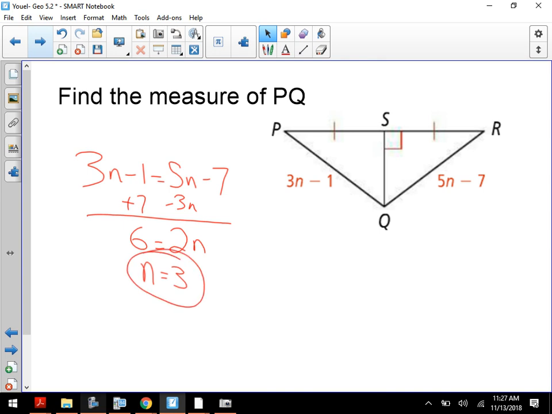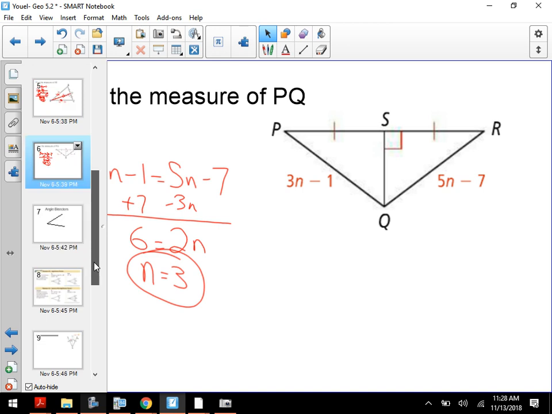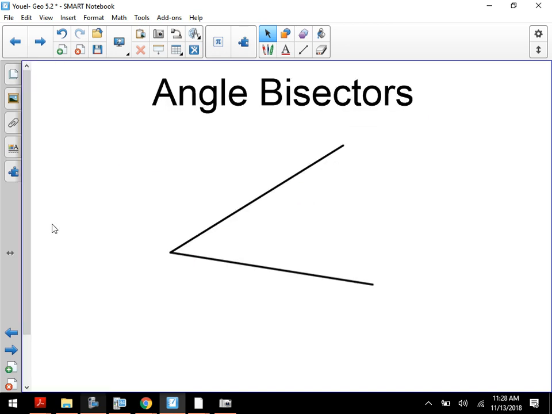I got 3. Good. So now I have to figure out what PQ is. Be careful. 3 times 3, 9. Okay, subtract 1. 8. Check it on the other side. Make sure you didn't dumb goof. 5 times 3. Subtract 7 and you get 8. So we did not dumb goof. Okay. Well, that was tough.